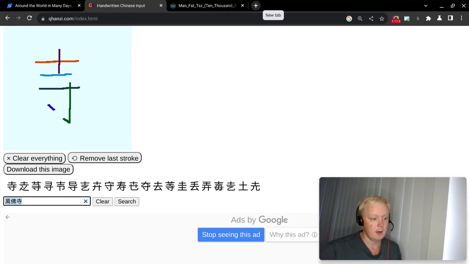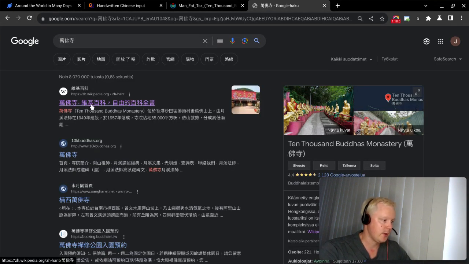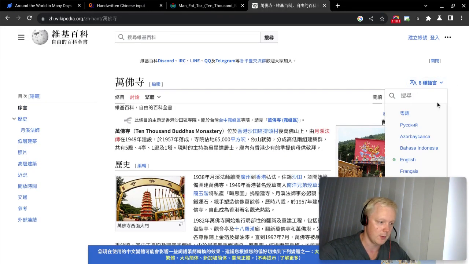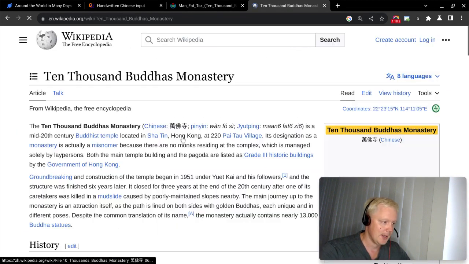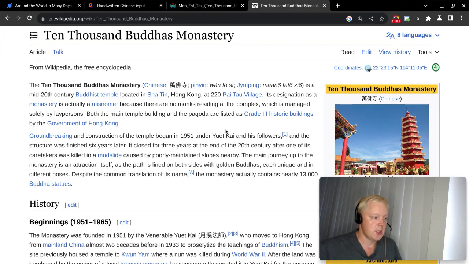So remember, we were climbing some stairs to reach a religious site of some sort. And if we look them up, the first result is Chinese Wikipedia, 10,000 Buddhas Monastery. Now this is going to be the final answer, our destination here. I'm going to open English Wikipedia, because I can't read that. So this is where we are, 10,000 Buddhas Monastery in Hong Kong. This is the religious site that Gladys is visiting.